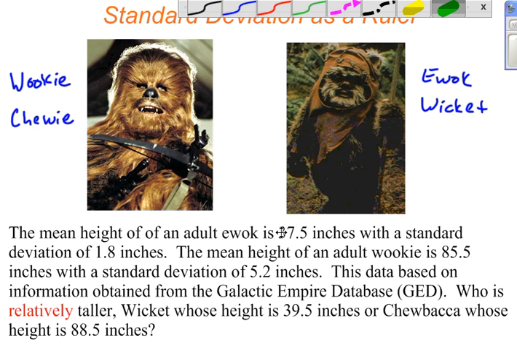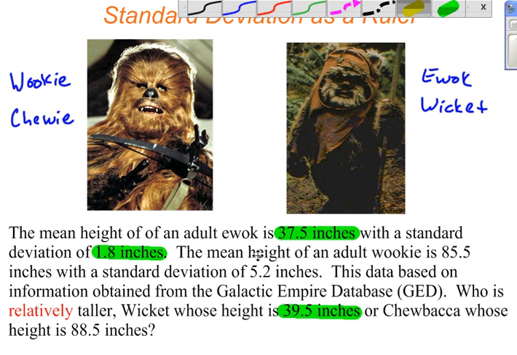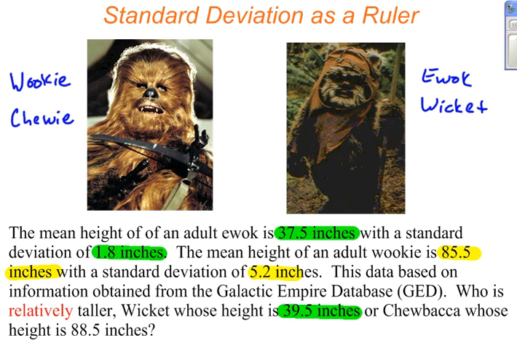One of the things that you should always do when you're looking at problems like this is maybe circle things or highlight things. So I'm going to highlight the information about the Ewoks, the mean height being 37.5 with a standard deviation of 1.8 inches. And then Wicket's height is 39.5 inches. That just helps keep me organized. And then I'll use yellow for the Wookiees. The mean height of a Wookiee is 85.5 inches with a standard deviation of 5.2 inches. And Chewbacca here is 88.5 inches tall. So that's just to help me stay organized. If you don't have colors, you could always just circle or underline to help keep you organized.